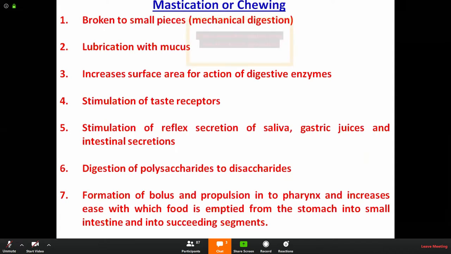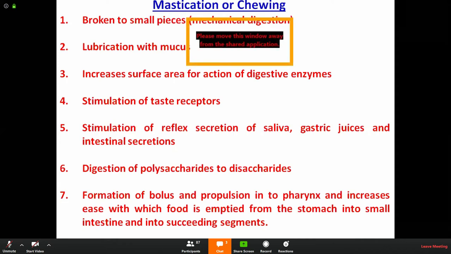Now mastication. Last time we discussed salivation, so today we'll be discussing mastication. Mastication is the process of breaking down complex food particles into a simpler form. It is a mechanical process.